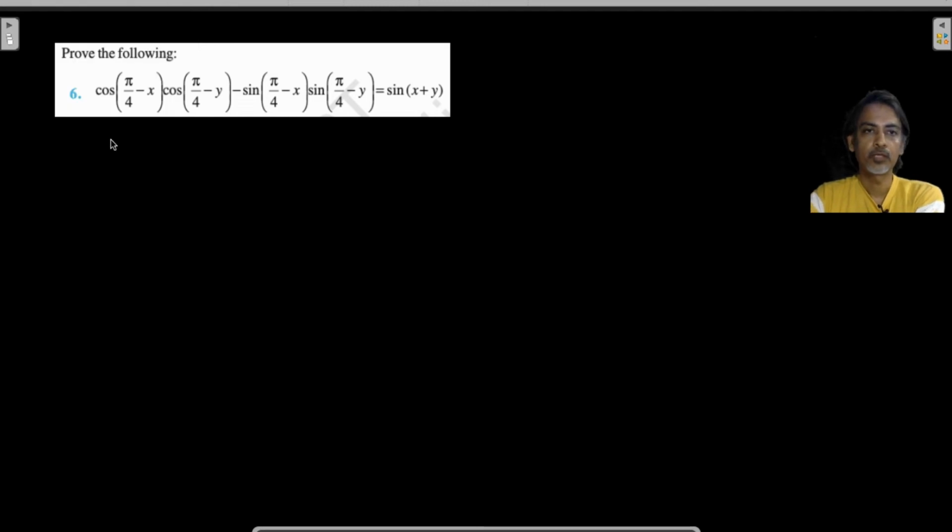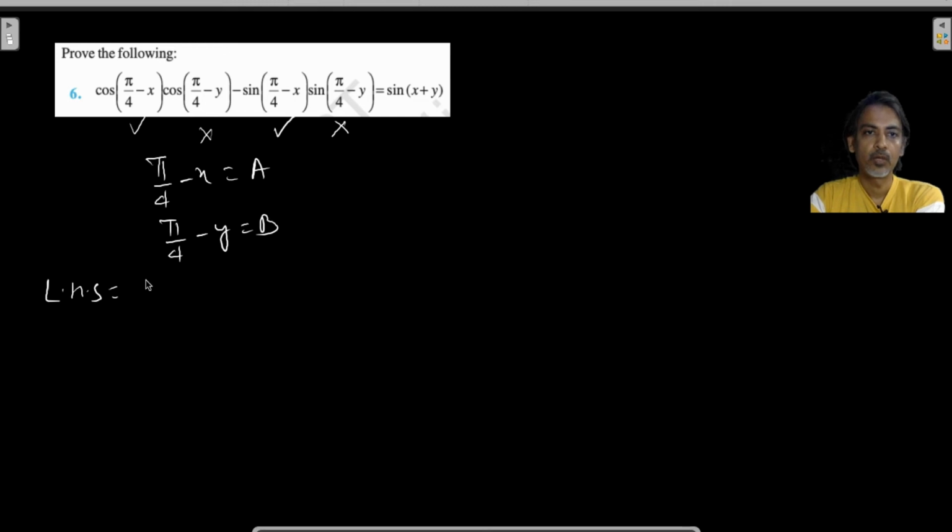The next problem talks about some quantity multiplied by some quantity, and we have to prove that LHS equals RHS. Alright, so when you look at this problem closely, you can see that this quantity pi by 4 minus x is also over here, pi by 4 minus x, and this quantity is also over here, pi by 4 minus y. So let's say we assume pi by 4 minus x is a and pi by 4 minus y is b, then the whole expression of LHS will become what?